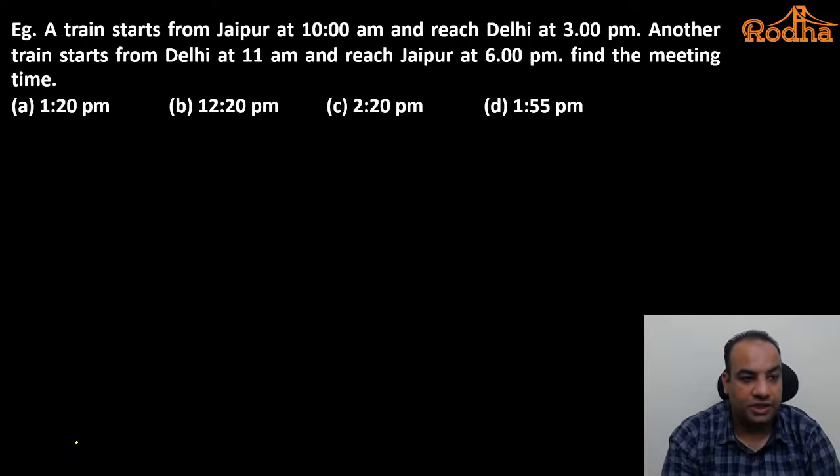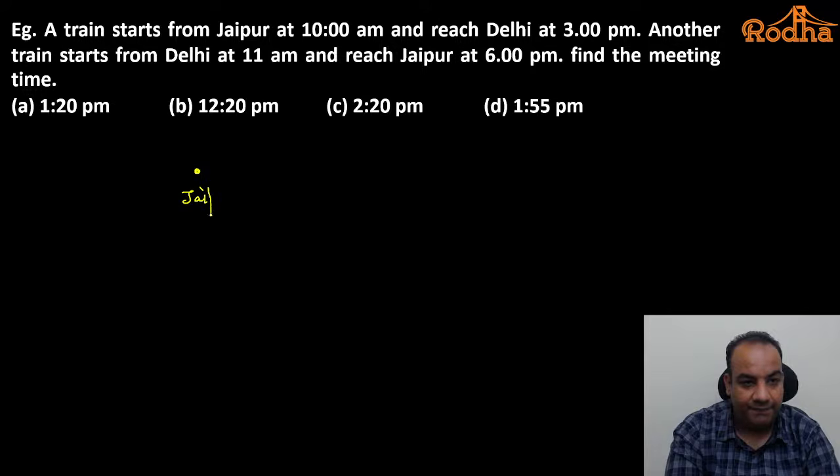Now see the next question. A train starts from Jaipur at 10 a.m. and reach Delhi at 3 p.m. Another train starts from Delhi at 11 a.m. and reach Jaipur at 6 p.m. Find the meeting time. Basically, at what time they will meet. Now see the same question.